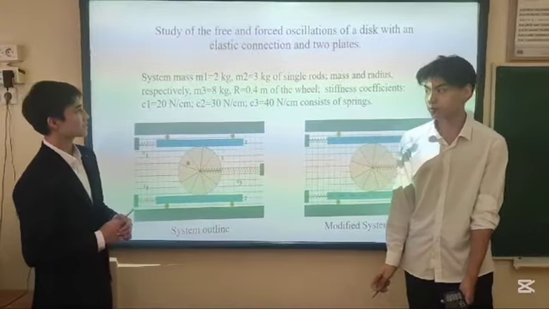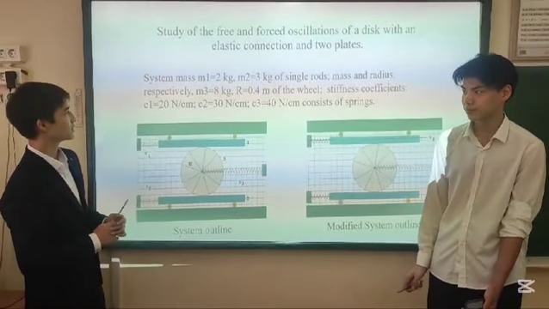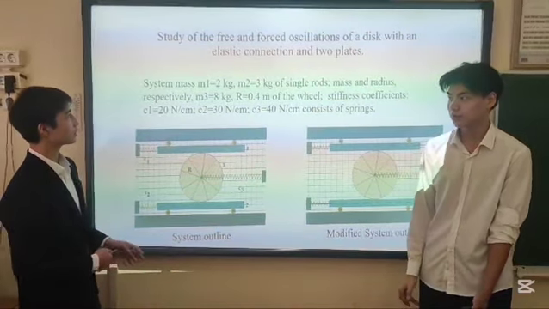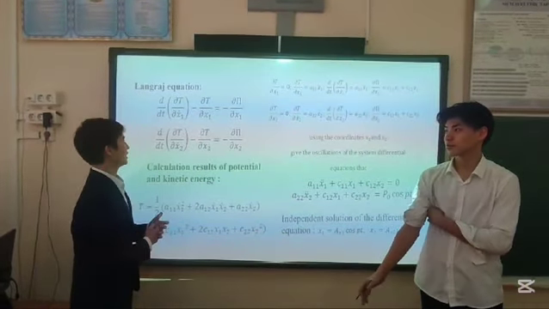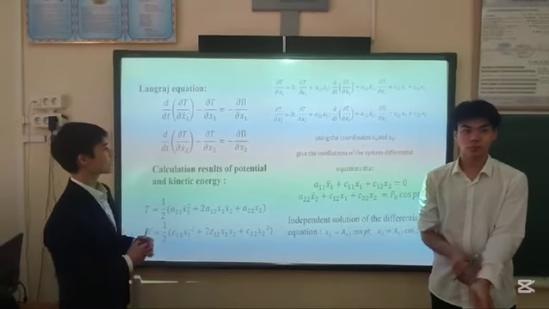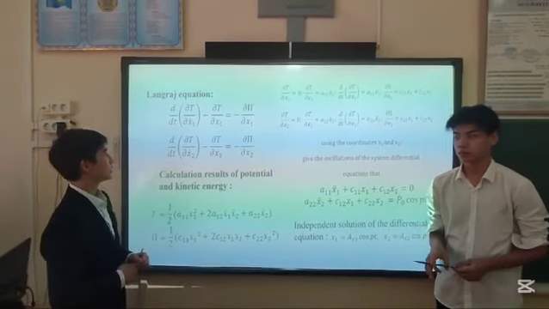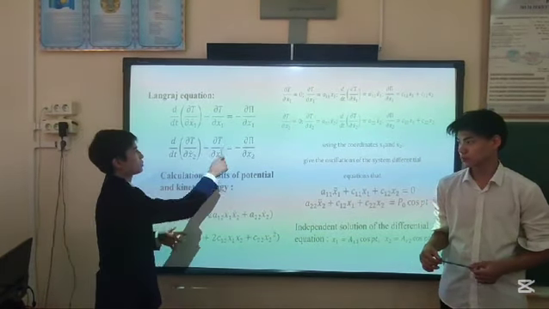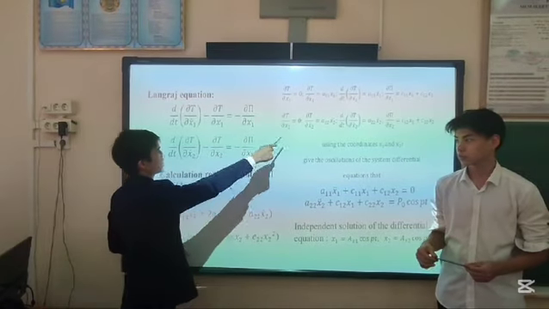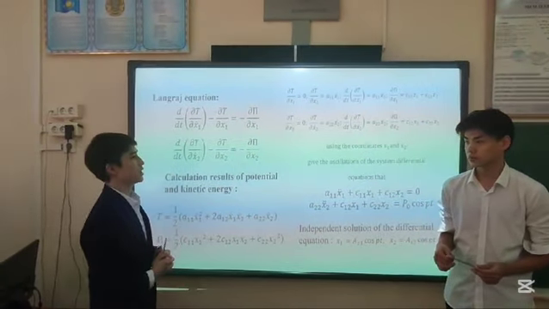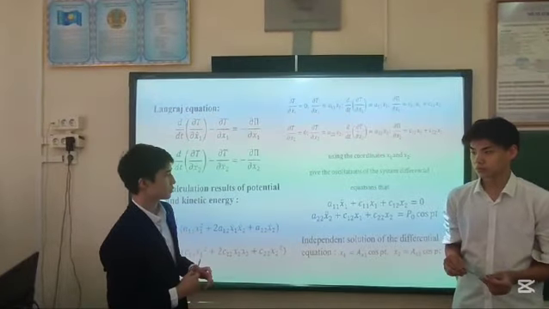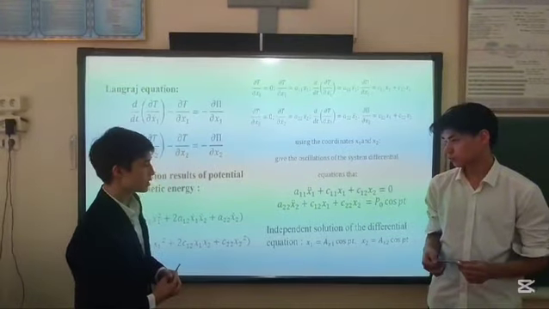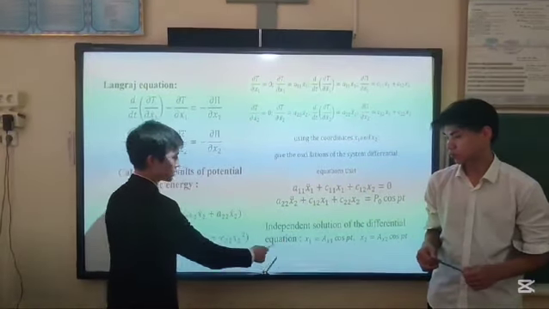Study of the free and forced oscillation of a disk with an elastic connection took place. Here are the parameters of the test and the system outline, the modified system outline. To build a mathematical model of the dynamical system, we used the Lagrange equation of the second kind. The calculation results for the kinetic and potential energy are denoted as T and P. By calculating the derivatives and substituting them into the Lagrange equation, the differential equation of oscillation for the system under consideration is obtained, and this leads us to the next independent solution of the differential equation.